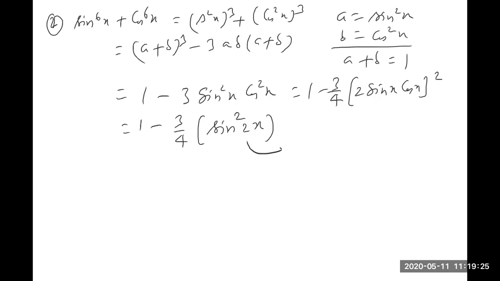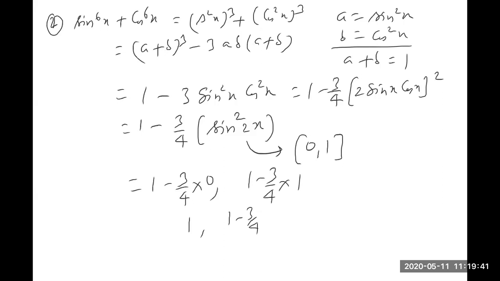So this value will again vary between 0 to 1. So when this is 0, 1 minus 3 upon 4 into 0, and 1 minus 3 upon 4 into 1. So 1 minus 0 means 1, and this is 1 minus 3 upon 4. So this will vary between 1 upon 4 to 1. So the smaller number is 1 upon 4. So the answer of this is 1 upon 4 comma 1. This is the final answer, the range of this.